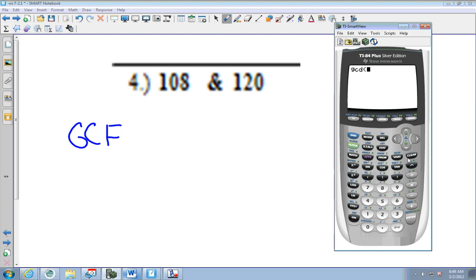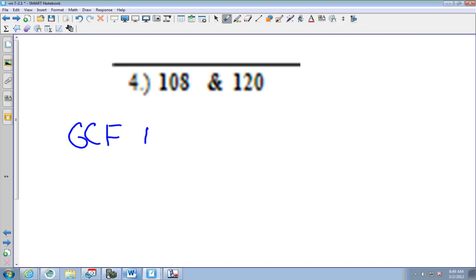Okay, you're supposed to press Math, arrow over to NUM, go down to number 9 where it says GCD, and press enter. Now you're going to put in 108, and the comma. Look at the comma above the 7. Then put in 120 and finish the parenthesis, and press enter. That is your greatest common factor.